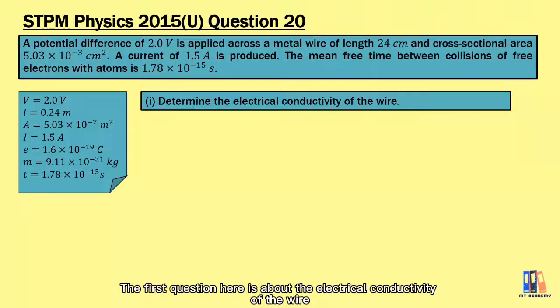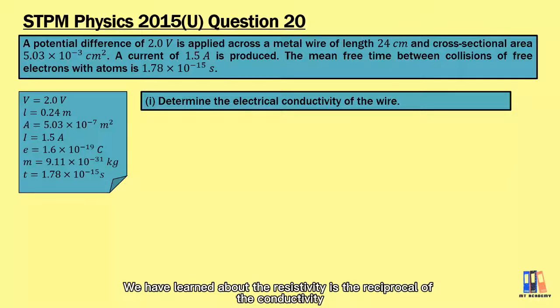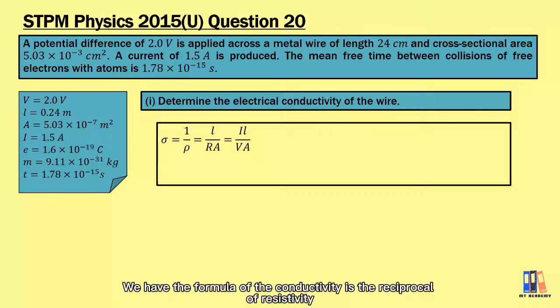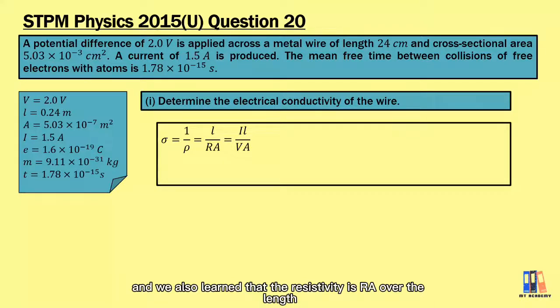So the first question here is about the electrical conductivity of the wire. From here, we are provided with the voltage and the current. The first thing that I can think is we can find the resistance of the wire. So we have learned that the resistivity is the reciprocal of the conductivity. First, we have the formula of the conductivity is the reciprocal of resistivity. And we also learned that the resistivity is RA over the length.